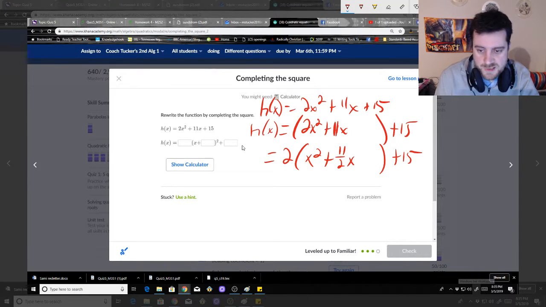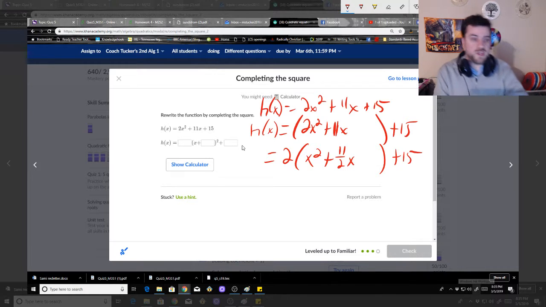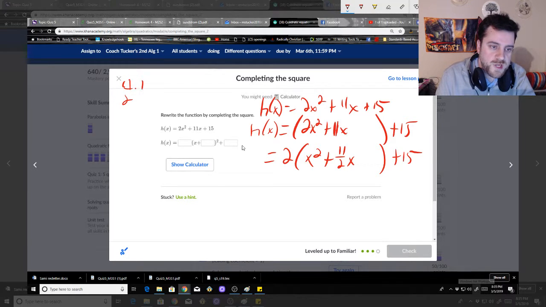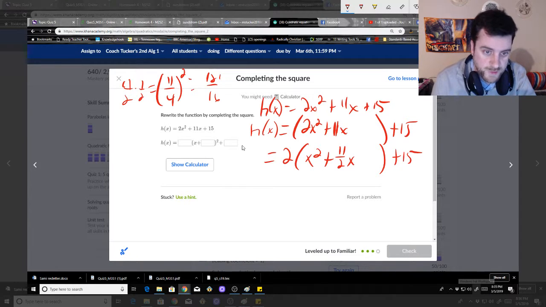Now you've got to complete the square. Now, don't reinvent the wheel. You just did it a minute ago. Remember, 11 over 2 times 1/2 is 11 over 4. And square that for 121 over 16. I'm not looking forward to this, but we're going to have to get over it.